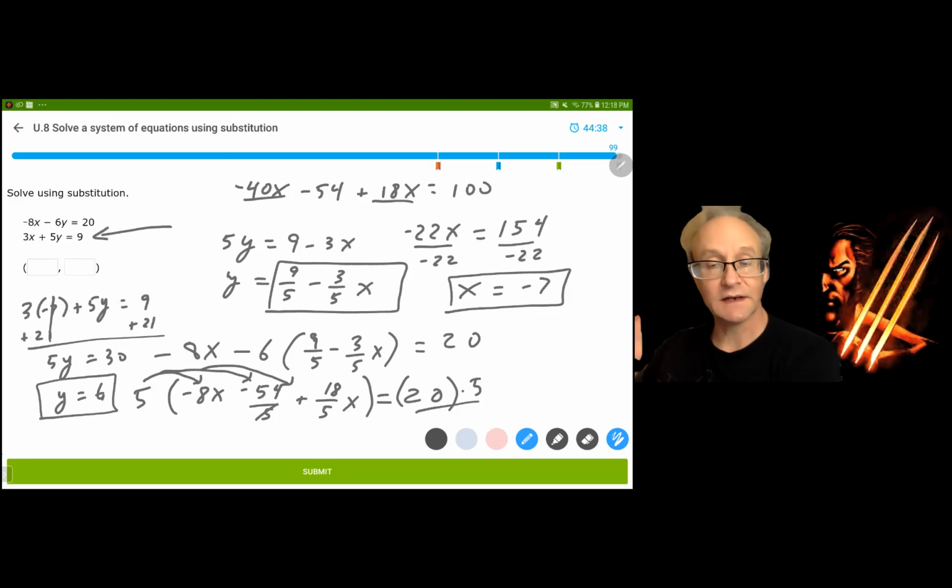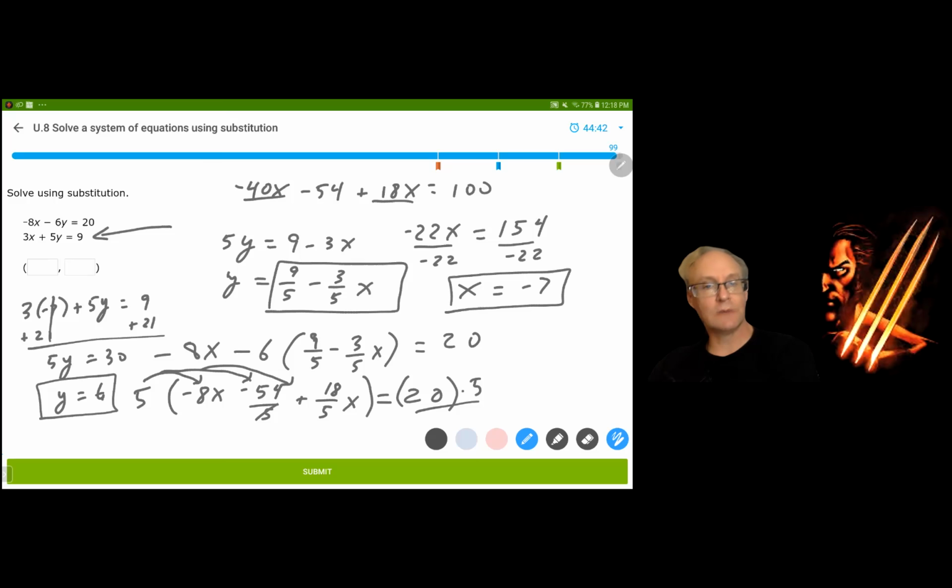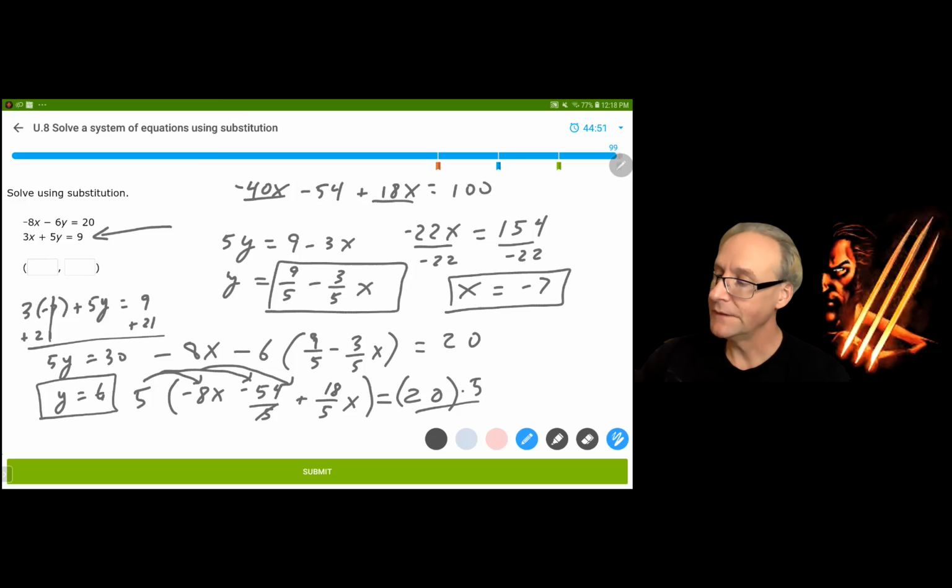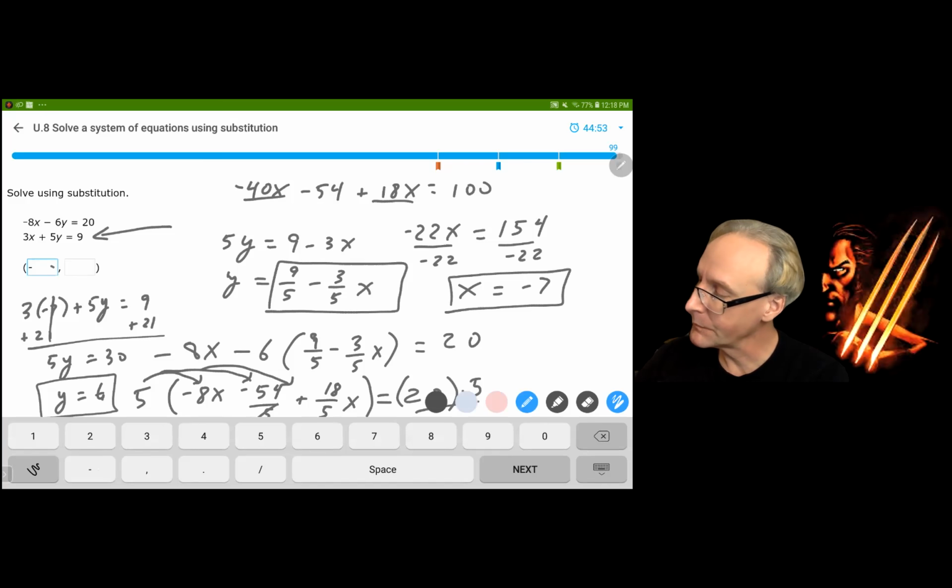Now, I did a lot of work. I did a lot of stuff. I know some of it may have lost you somewhere along the way. I hope not. I hope that this has convinced you that the addition method is the way to go. The x is -7, and the y is 6.